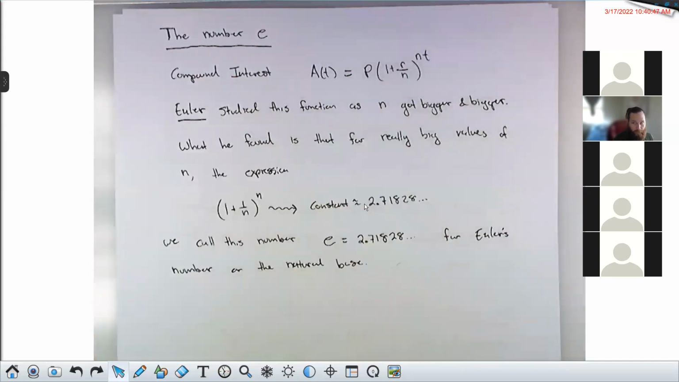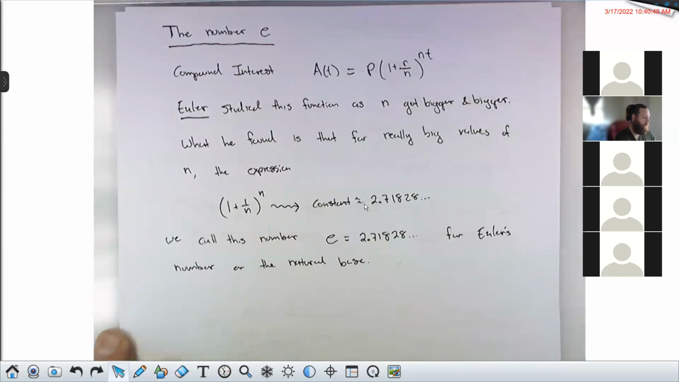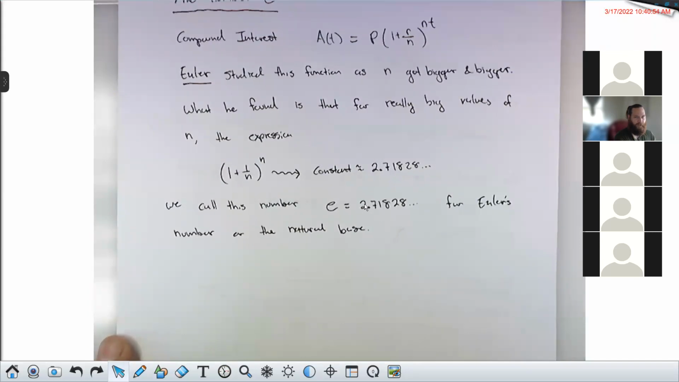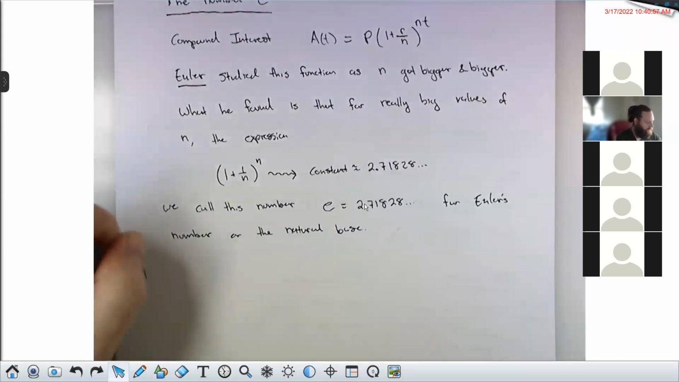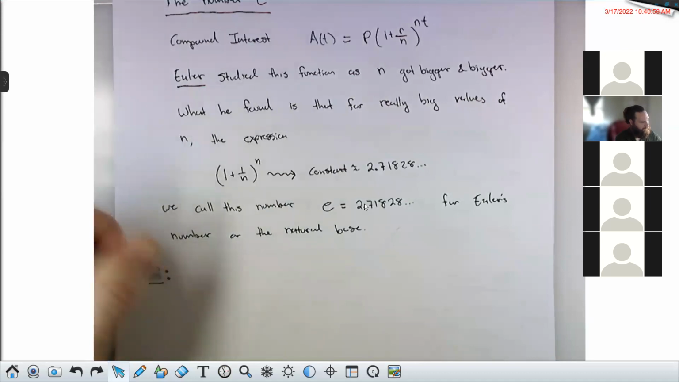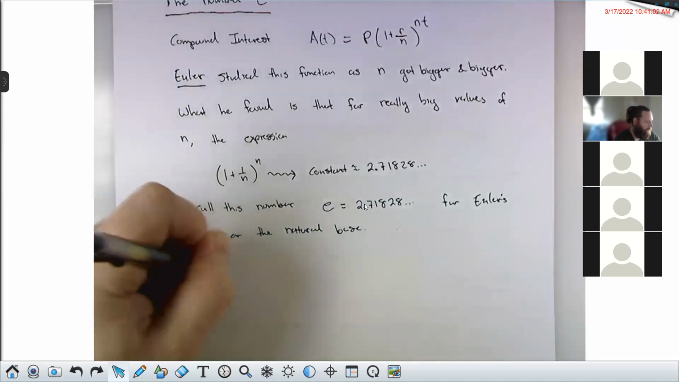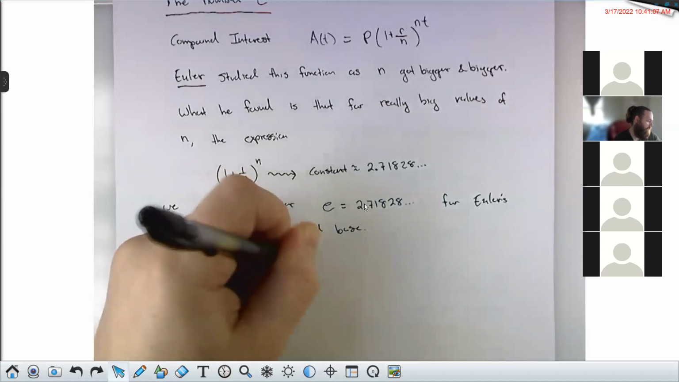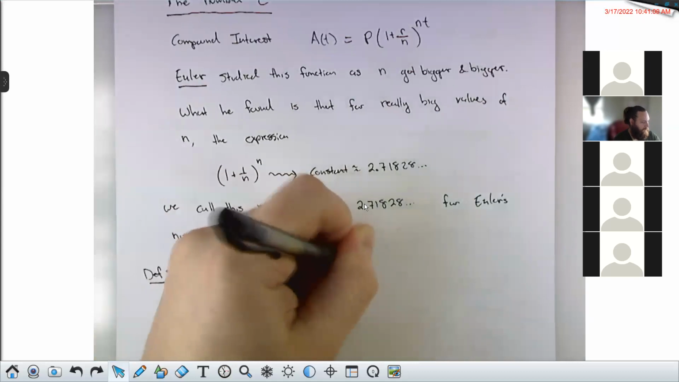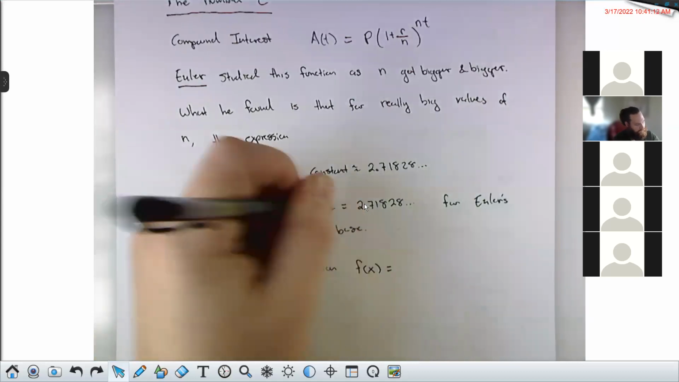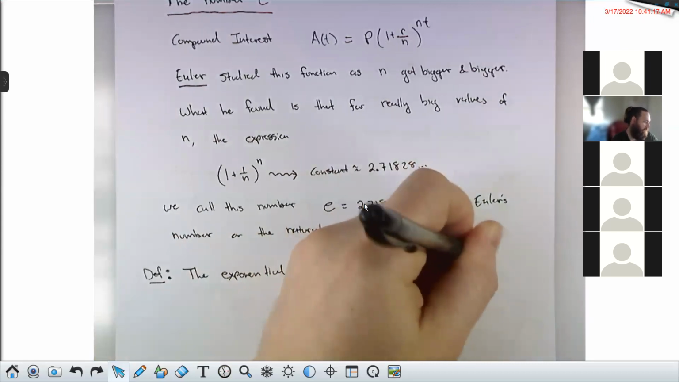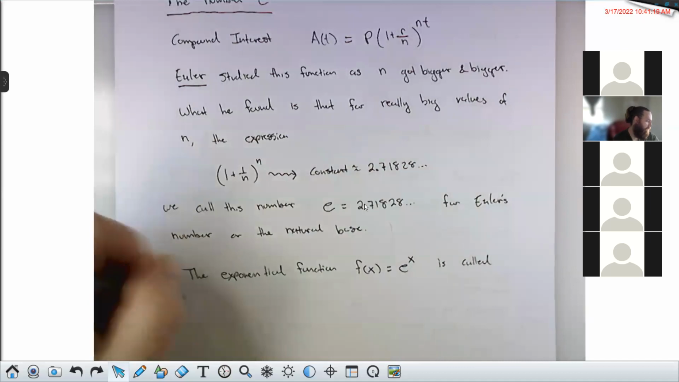It is an irrational number, like pi or the square root of 2. And for us, it forms a nice exponential function. So the exponential function f of x equals this number to the x is called the natural exponential.